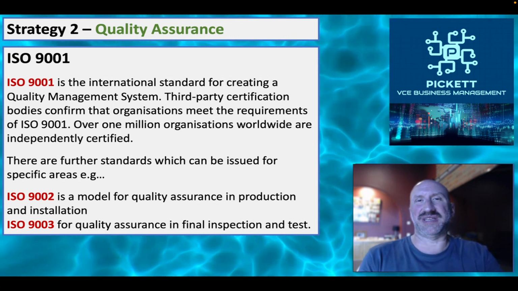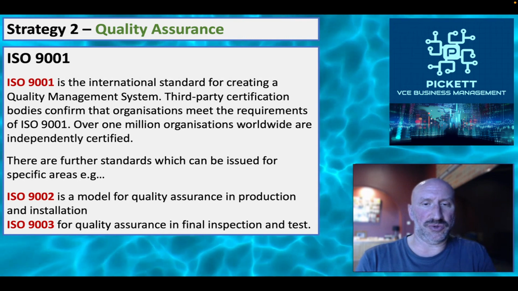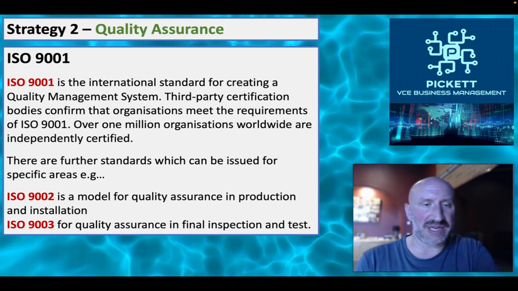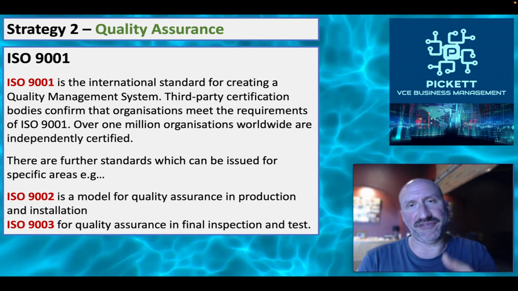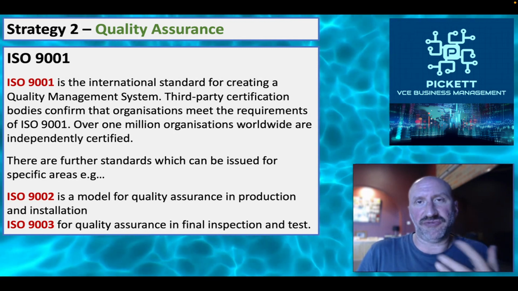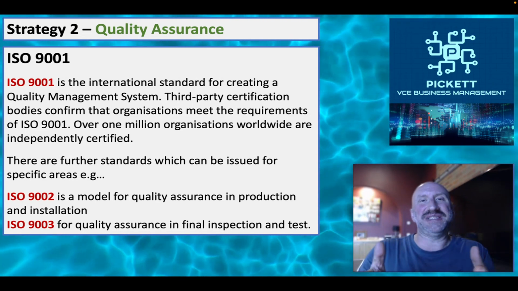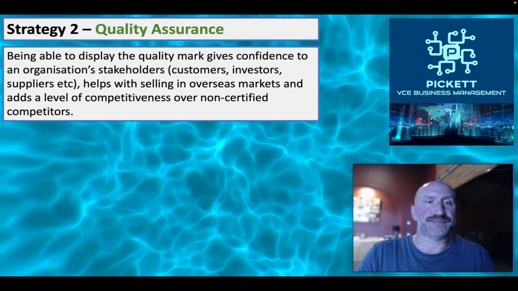Okay. And then, like I said, there are further standards, we just saw 2 before. ISO 9002 is about QA in production and installation. 9003 is about final inspection and test. But really, 9001 is the key one that you need to recognize and understand what that's about. So it's looking at a holistic approach to quality.